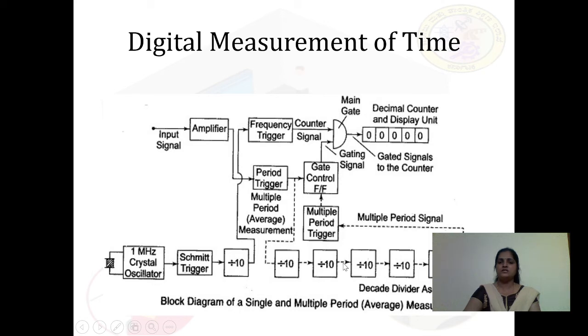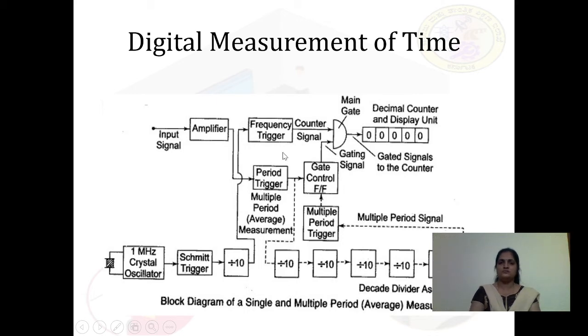Once again here we are using the same divide by 10 frequency dividers, which are optional, and this combination of many is referred to as decade divider assemblies. Then we are passing this information. As usual, the main gate will open and close for some duration. It will be controlled by whether we are performing a single or a multiple period measurement. And once this gate is enabled, we pass this number of pulses. The same pulses will be counted and displayed by the separate display unit.